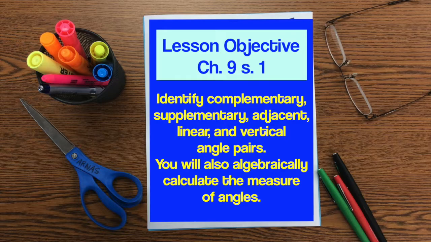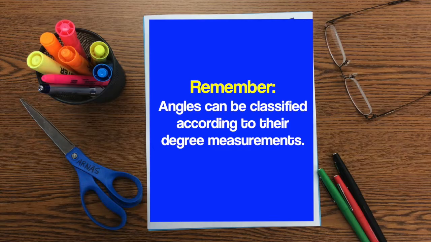In this lesson, you will identify complementary, supplementary, adjacent, linear, and vertical angle pairs. You will also algebraically calculate the measure of angles. Before we begin, I want to remind you that angles can be classified according to their degree measurements.